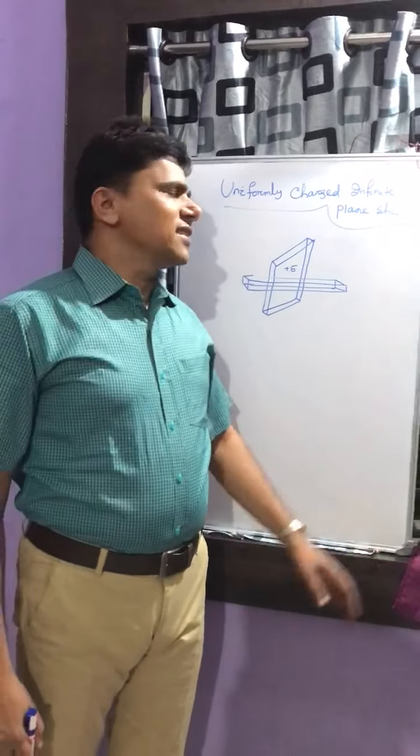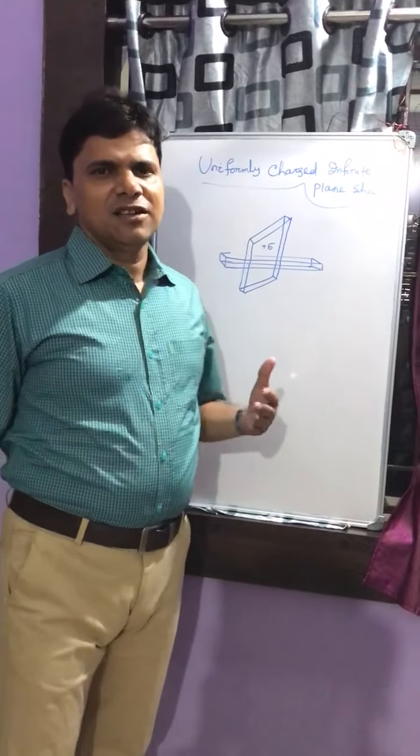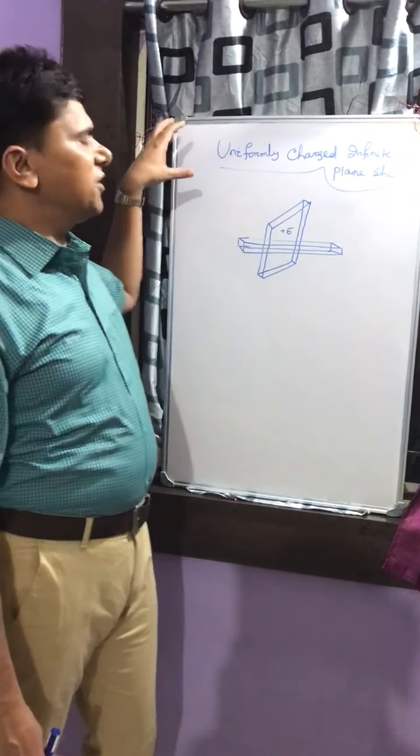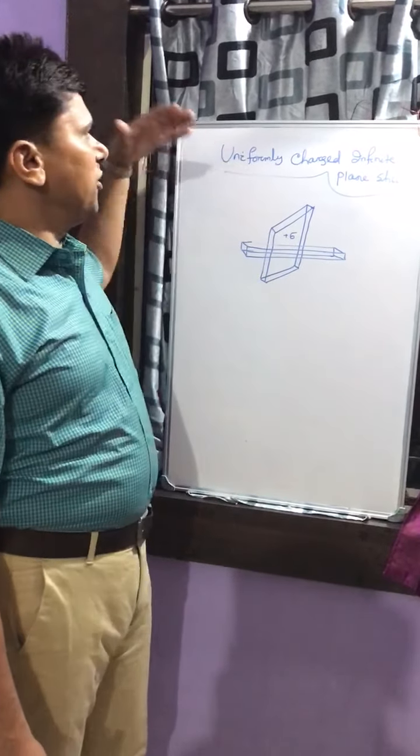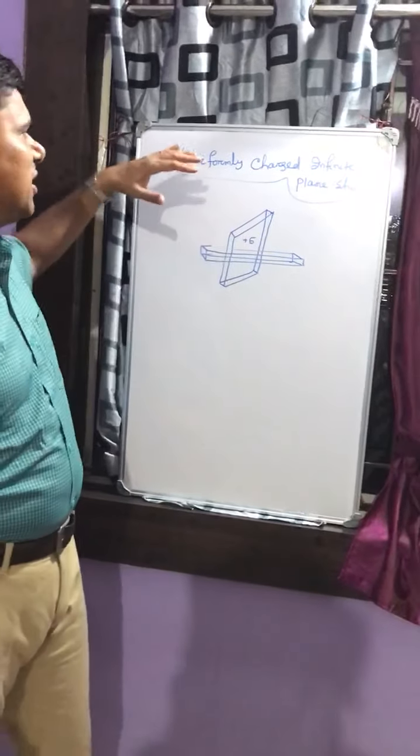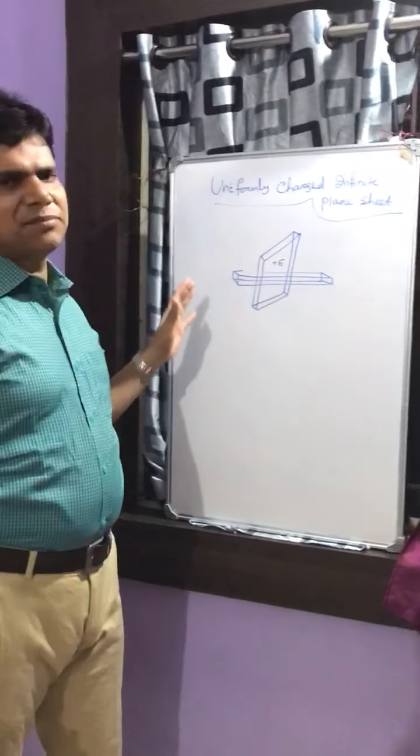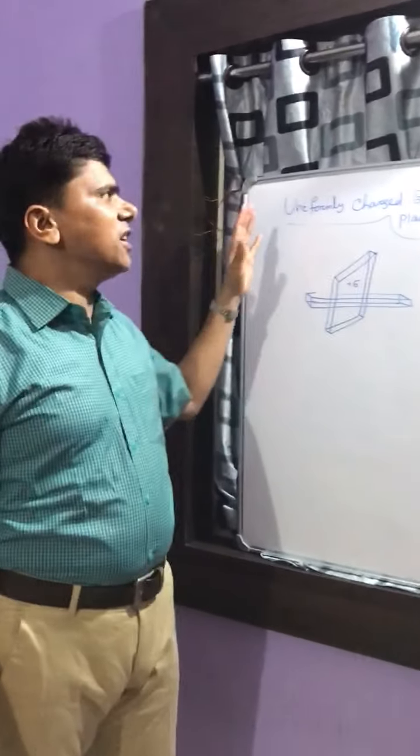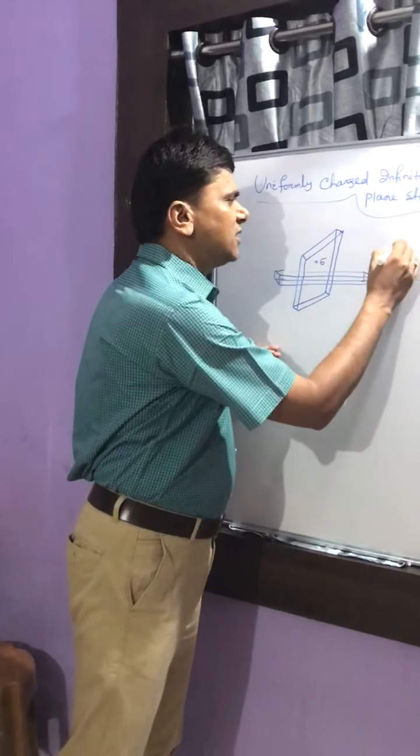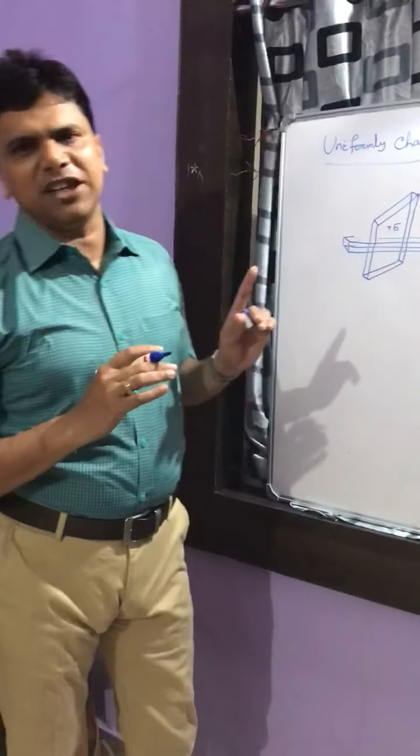Now we will discuss another application of Gauss law. Using Gauss law, we will calculate the electric field due to a uniformly charged infinite plane sheet. Previously, we calculated it for a uniformly charged infinite wire. Now we are calculating the electric field for a uniformly charged infinite plane sheet. Keep it in mind.